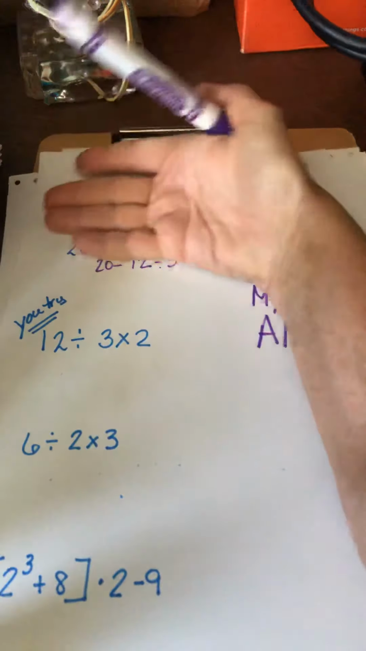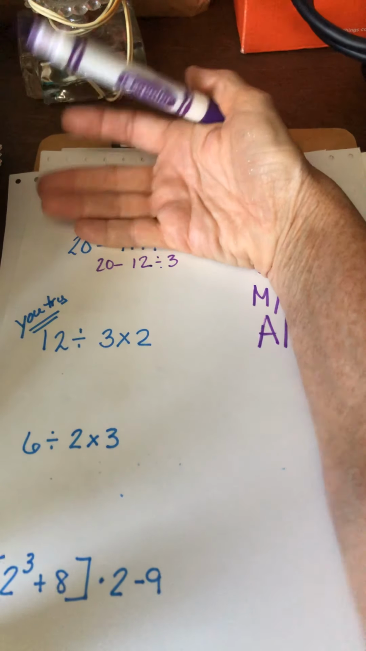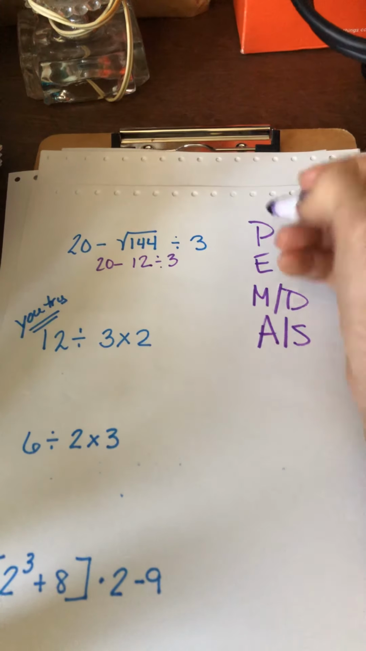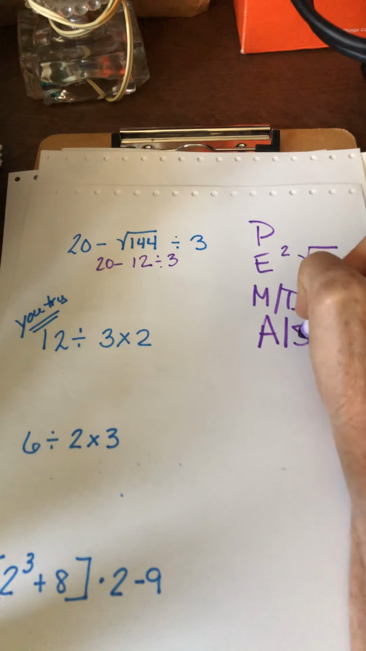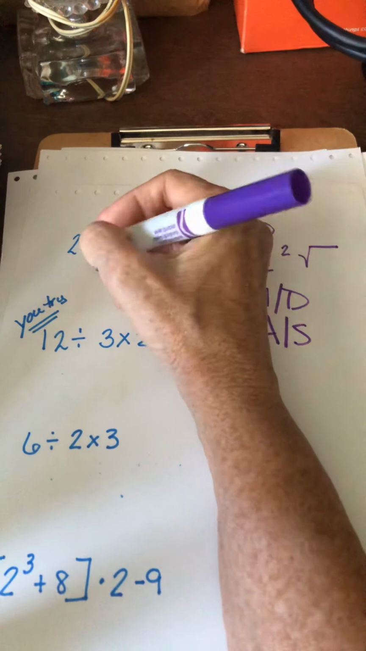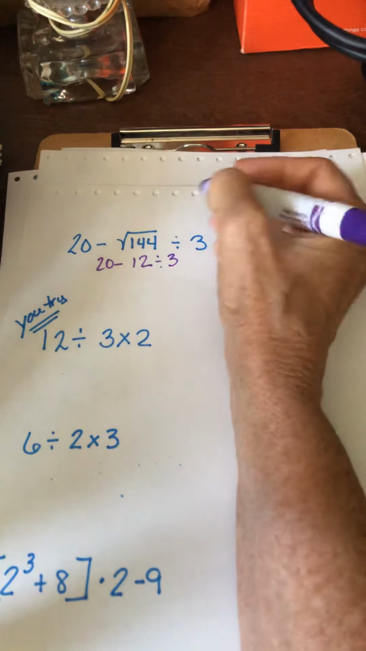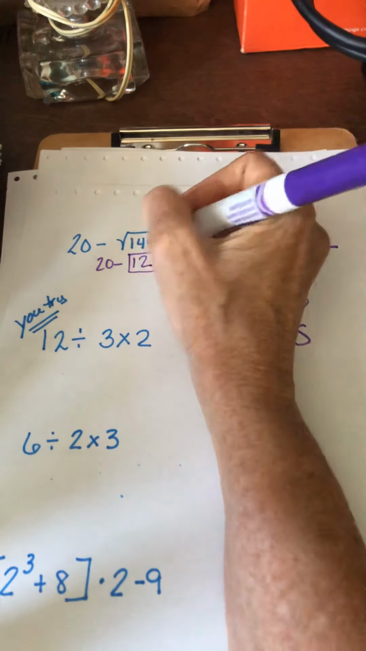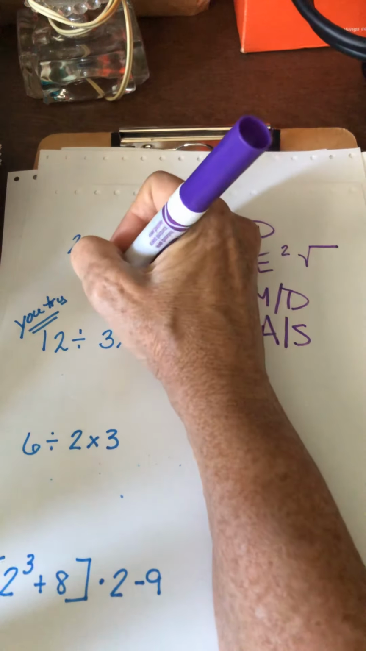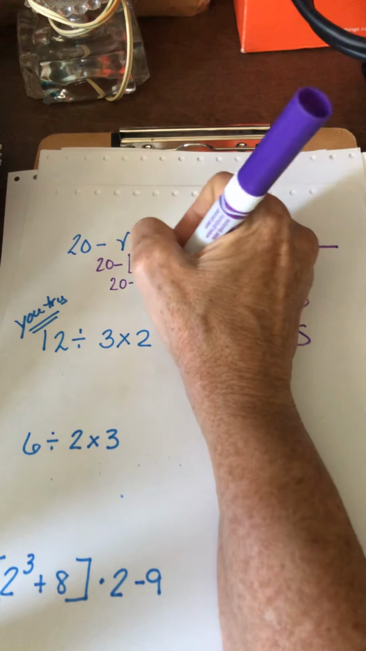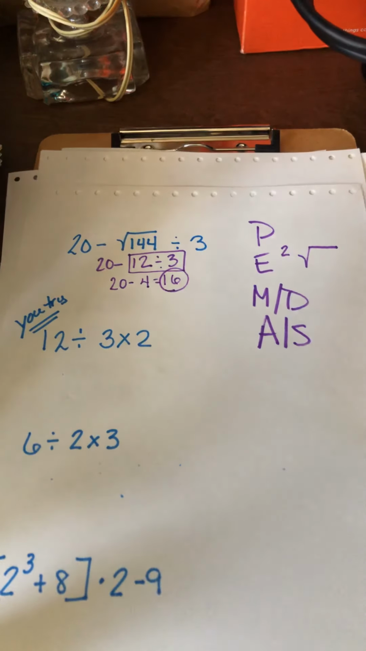Okay, so now this problem is gone. And now I have a minus and a division. Which one comes first? Well, division comes before subtraction. So I need to do this next. If I do this, I'm going to get a very different answer. So now I'm going to do 12 divided by 3 next. 12 divided by 3 is 4. So now I have 20 minus 4 equals 16.